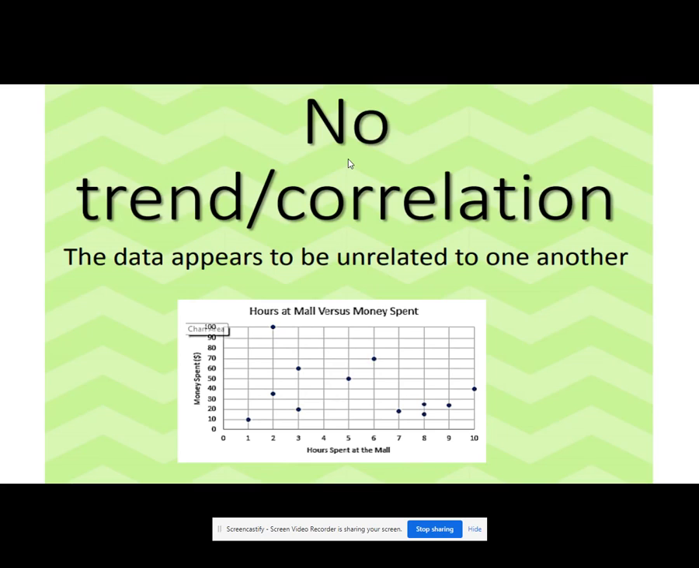All right, and lastly, we have no association. So this one was hours at the mall versus money spent. So even if I were to try to draw a line maybe right here, these dots just have too weak of a correlation or association. So you would say that this has no association because the dots are just way too spread out.